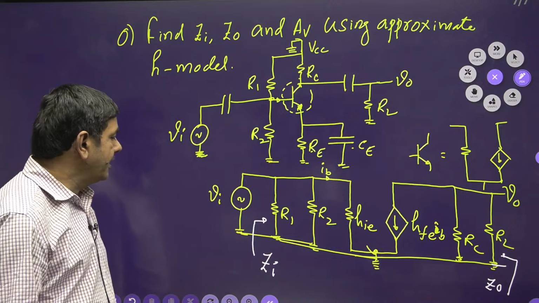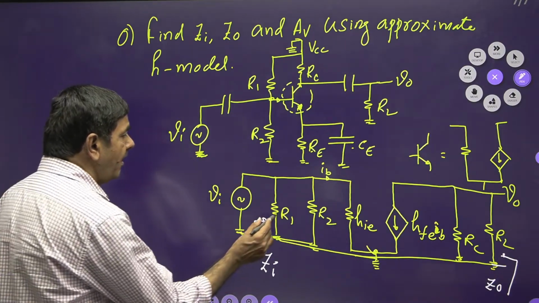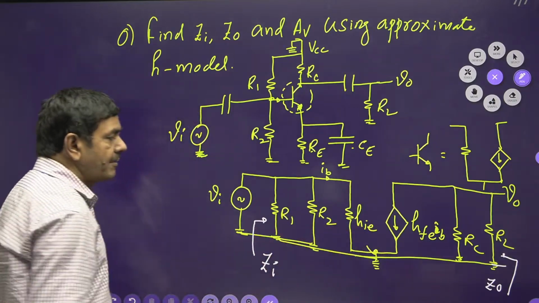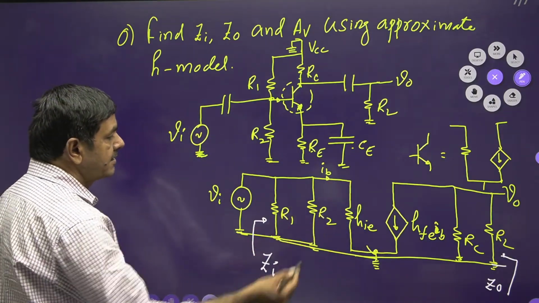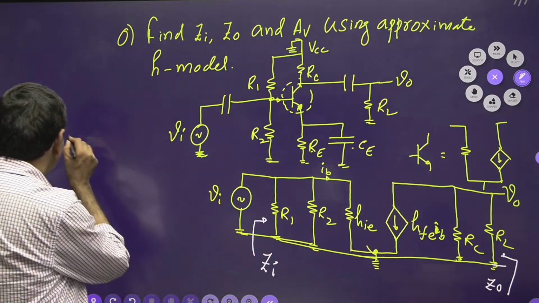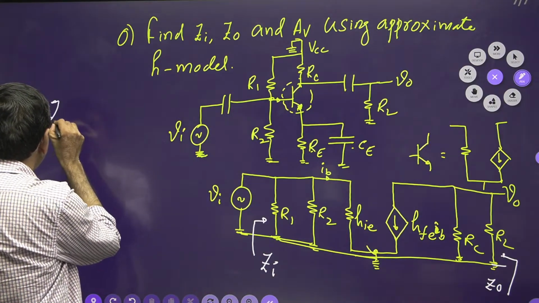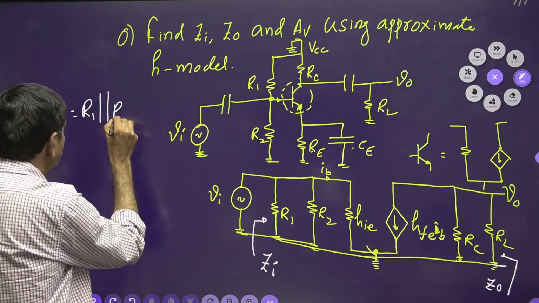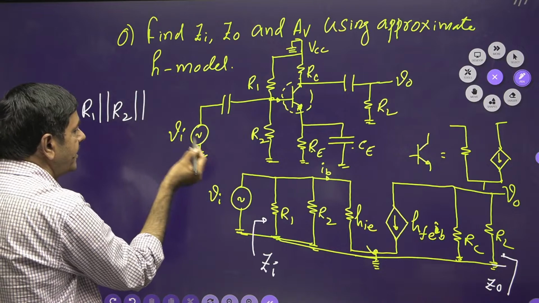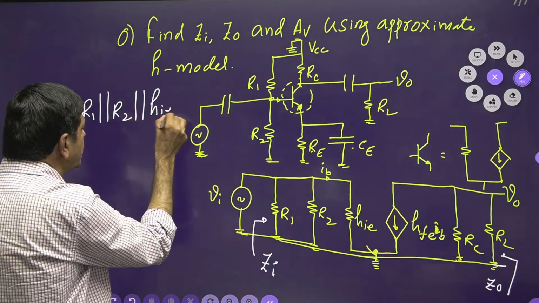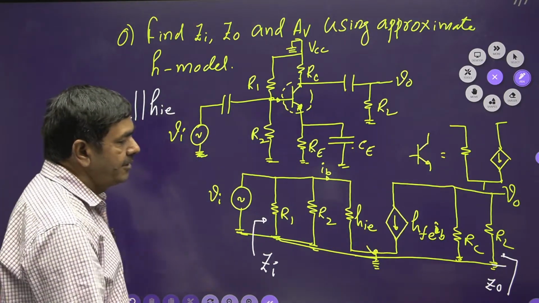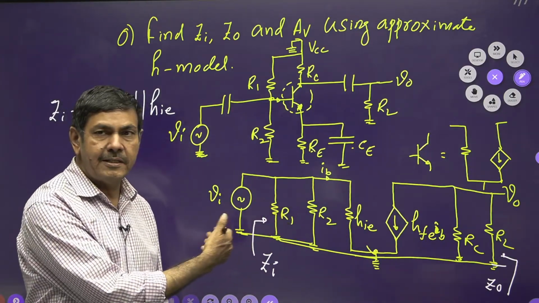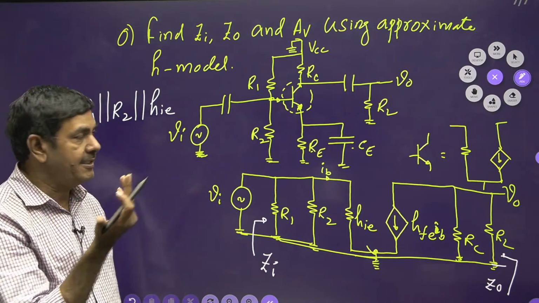But I can give Zi directly here. R1, R2 and HIE are connected in parallel. The parallel combination of these three will give Zi. I can write directly: Zi is R1 parallel to R2 parallel to HIE. This formula you can use to find the input impedance. When three resistors are in parallel, you know the formula and can apply it directly.